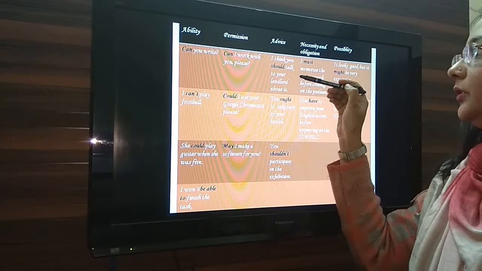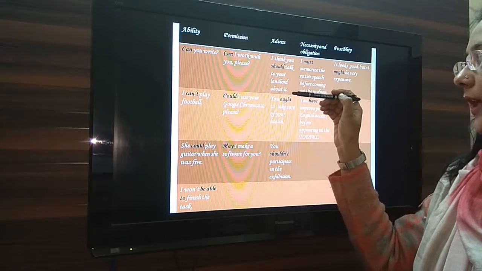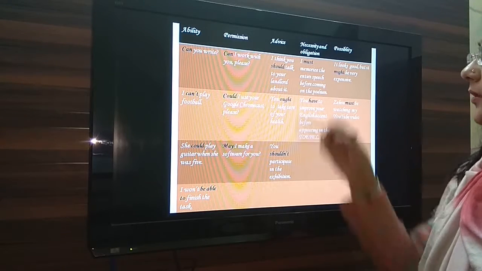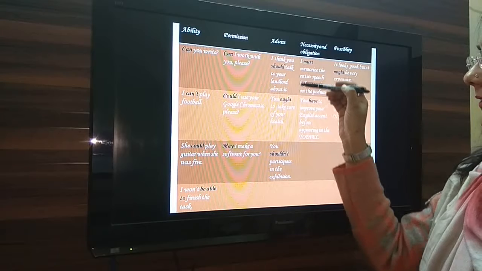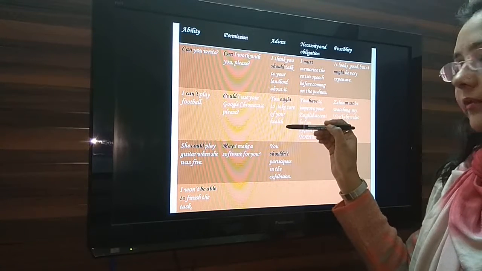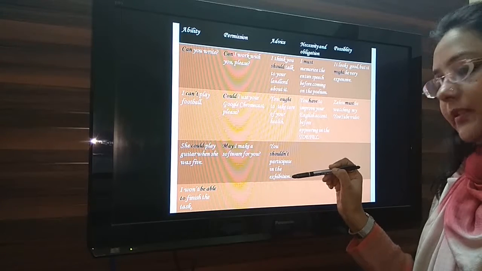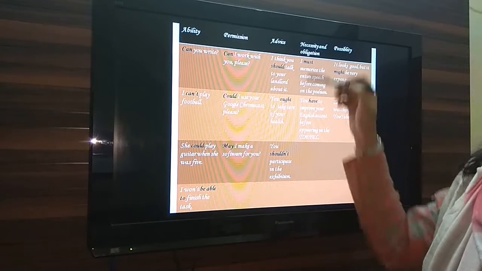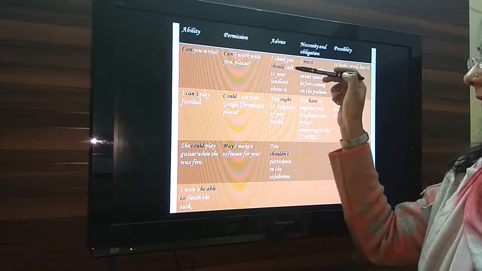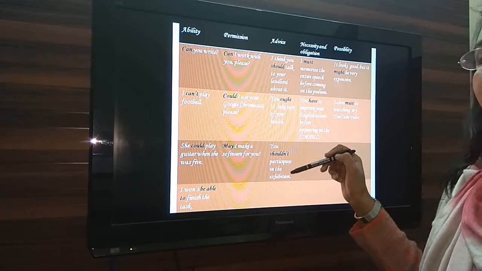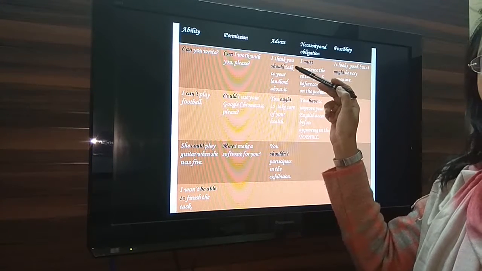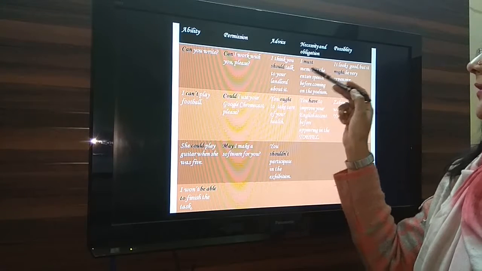Advice. I think you should talk to your landlord about it. Should is expressing advice. You ought to take care of your health. Next, you shouldn't participate in the exhibition. So here, all these, should, ought, shouldn't, are expressing the intention of the speaker, that is advice.